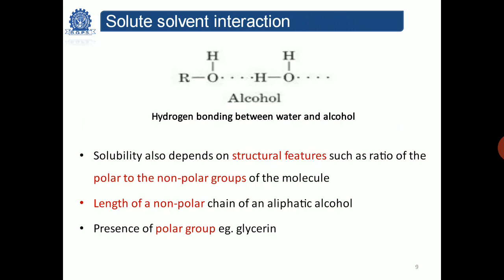Now you can see in the presentation the hydrogen bonding between the water and alcohol. You can see the electropositive hydrogen atom of the water and the electronegative oxygen atom of the alcohol are involved in the formation of the bond that is known as a hydrogen bond, and that's why there is a greater solubility of alcohol in water. So this is one of the important mechanisms which is responsible for greater solubility of polar solute in the polar solvent.